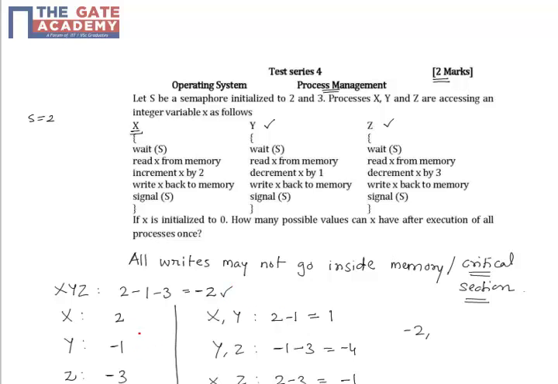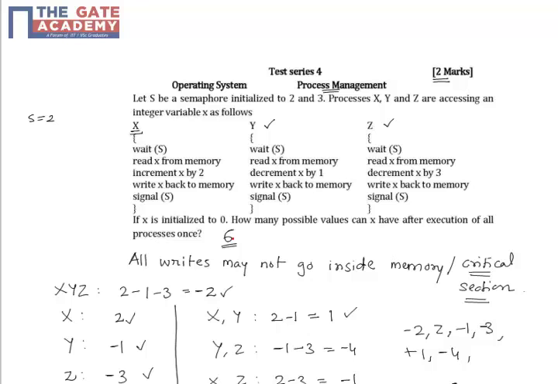Then there is this +2, -1, -3. Then there is +1, -4 and -1, which is already here. So that means this many values are possible. So the total number of possible values is 6. So how many different values are possible? The answer is 6.